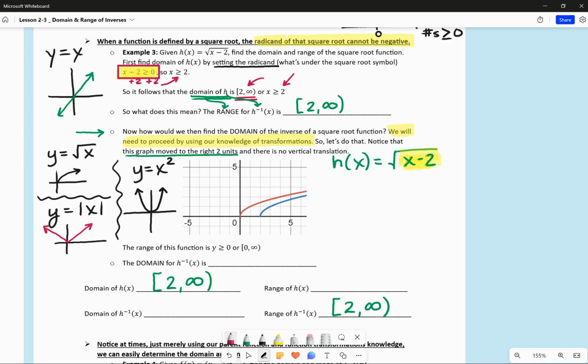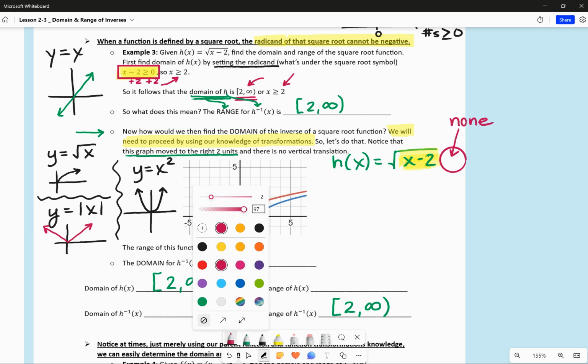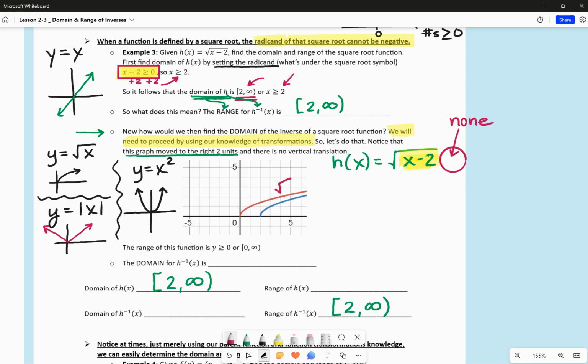As far as vertical movement, there was no adding or subtracting of any k value. There's no vertical movement here. So it did not go up or down. So that's what happened in this red graph. The red graph is my original square root of x function. And then it became the blue graph, which is the square root of x minus 2.